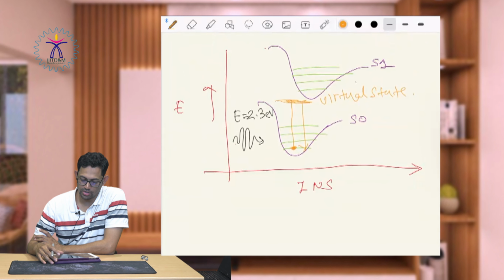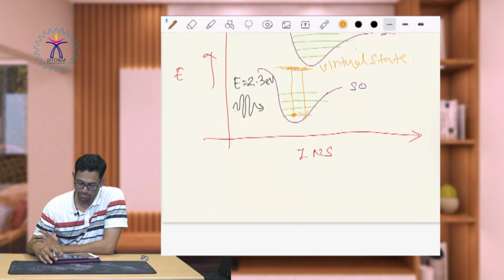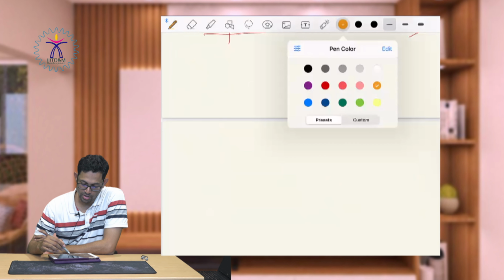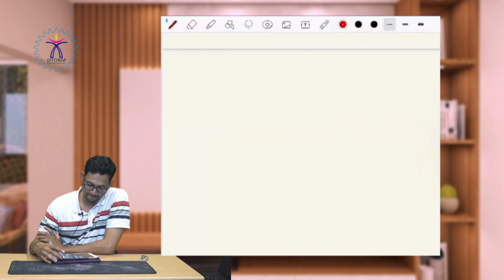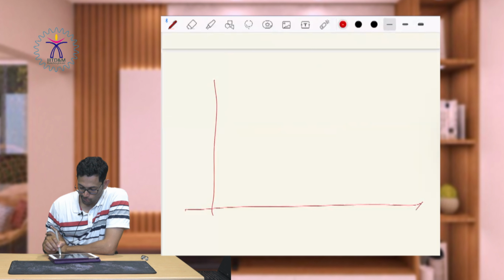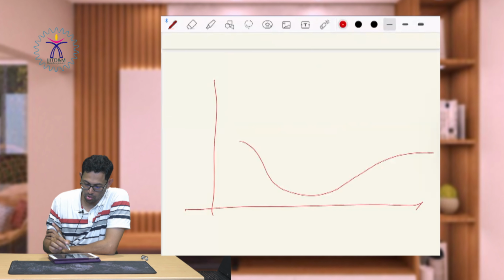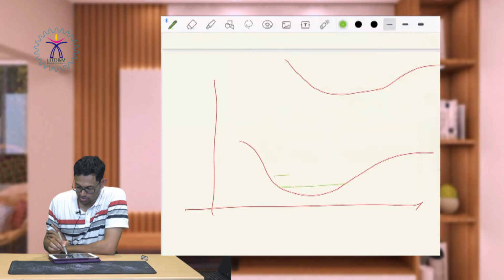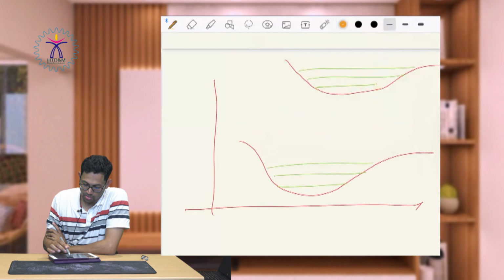So let us try to see the variants of this kind of jump. Again, we will draw this band diagram, and let us make it broader over here, so we can show multiple variations of this particular jump. So this is the internuclear space, and this is energy, and this is the photon which is jumping from here to the virtual state. So this is the virtual state.